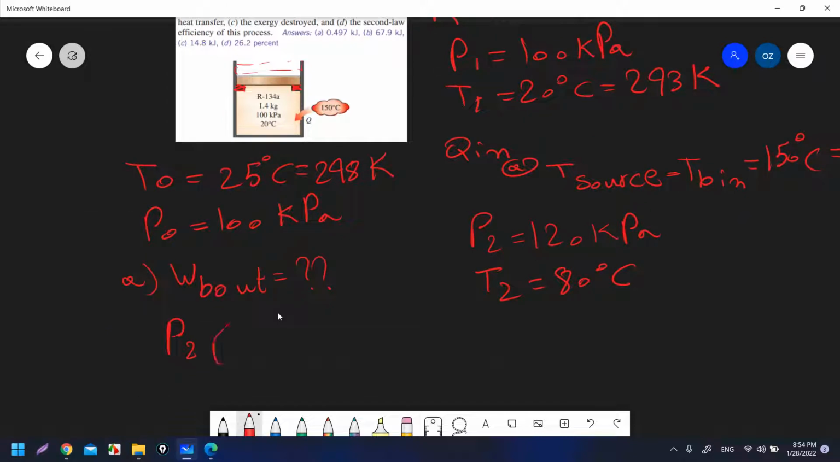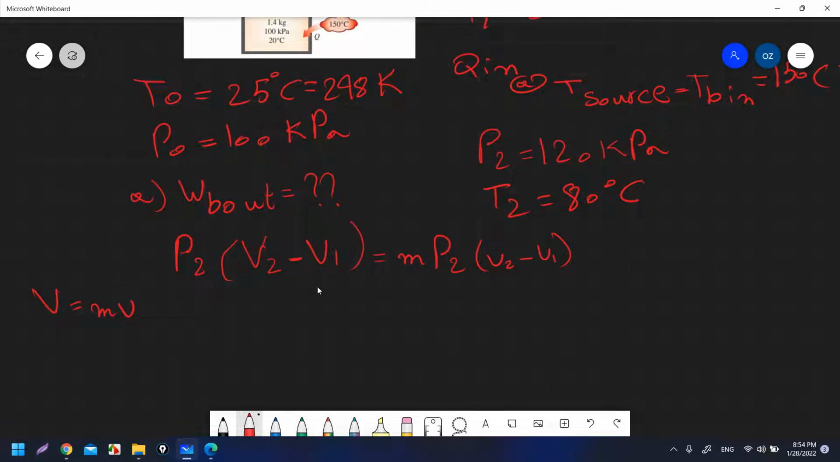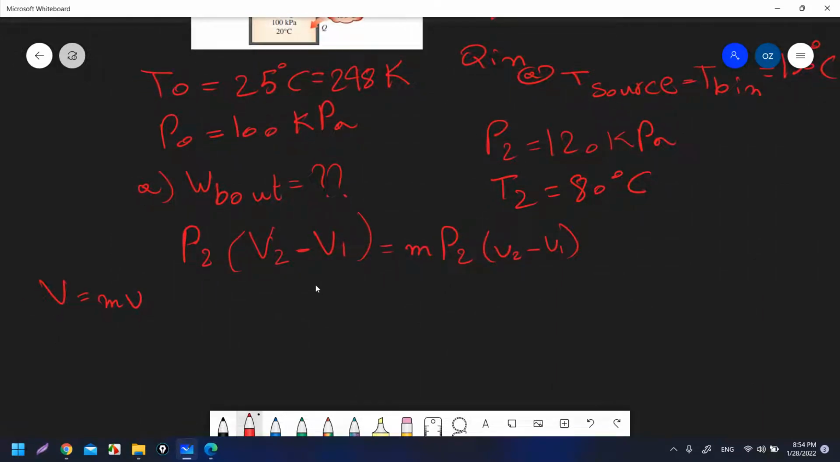So P2 times the volume difference, V2 after it goes up, minus V1 at the initial state. But we don't often deal with the volume itself in meter cubed. We use the specific volume. So volume is equal to the mass times the specific volume, and we will write it like m P2 (v2 small minus v1 small). That is for boundary work, but I don't have the v2 or v1.